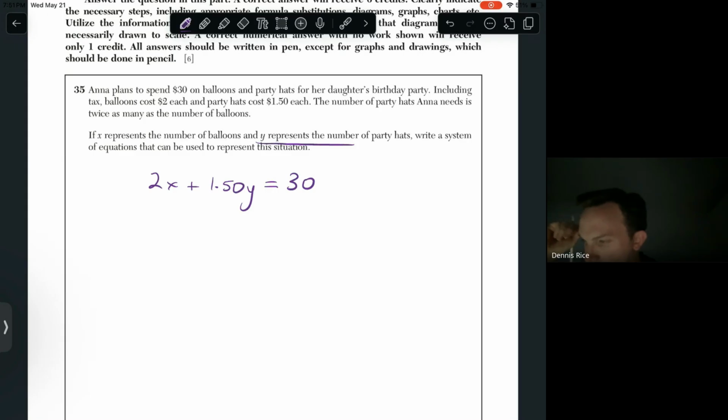And then that last sentence is another equation. The number of hats, so hats was Y, is twice as many as the number of balloons. That's an easy equation. Y equals 2X. So not a bad start here, but it gets a little weird. Like I said, on the last probably 10 plus Regents, it's been the same classic that we've always seen. This one has a graphing aspect.